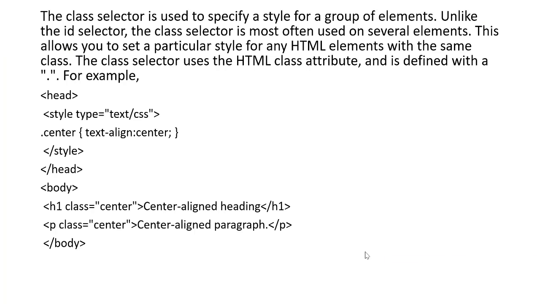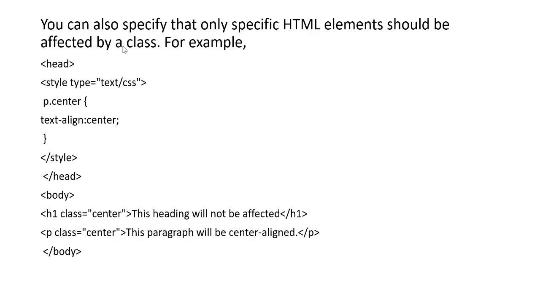Now we have more about the class selector. You can also specify that only specific HTML elements should be affected by a class. For example, go to your body part: h1 class center and paragraph class center. We used this type of class selector in the previous example so that both heading and paragraph are affected, but you can specify only one. So you should use p.center, for only the paragraph; p for paragraph and then the class selector center. Then text-align center will affect only this part and ignore the other part. Let's see now.